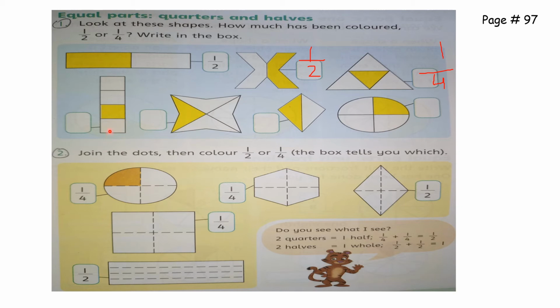Here also we have 1, 2, 3, 4 equal parts and only one part is shaded, so you will write 1/4. Then 1/2, because now we have 2 equal parts. In question number 2, you have to join the dots, then color 1/2 or 1/4. The box tells you which.